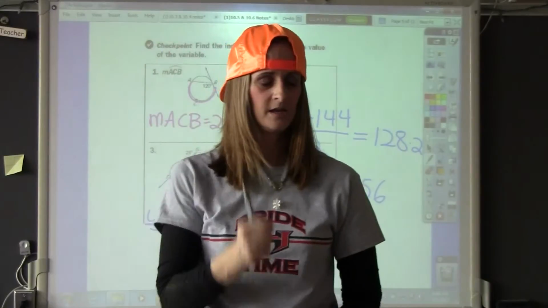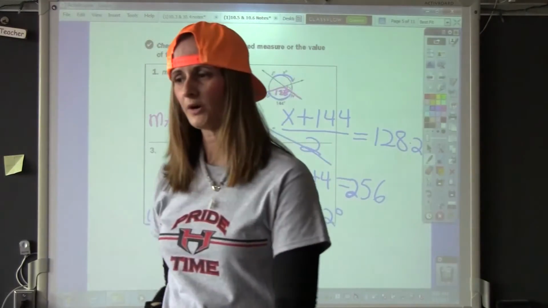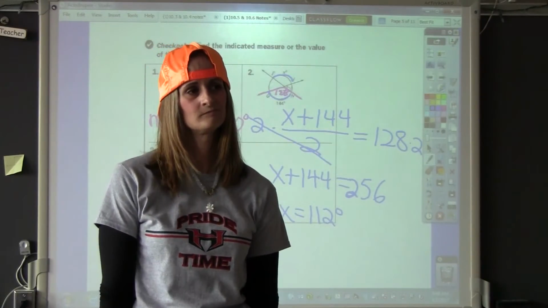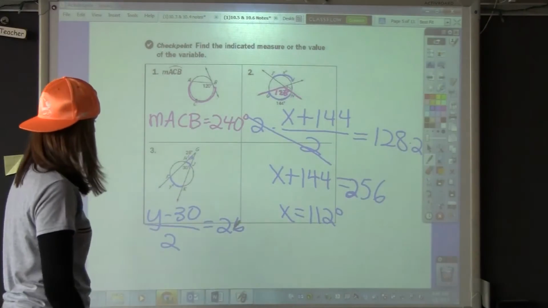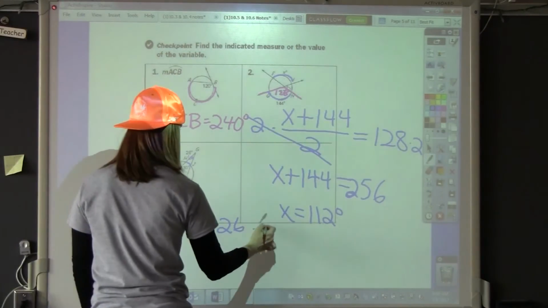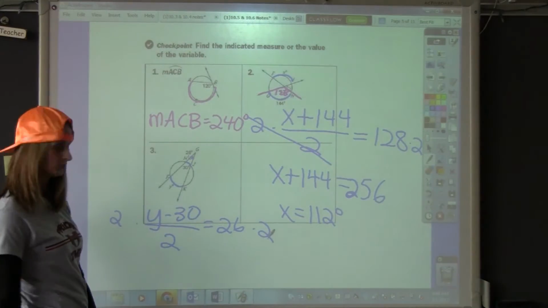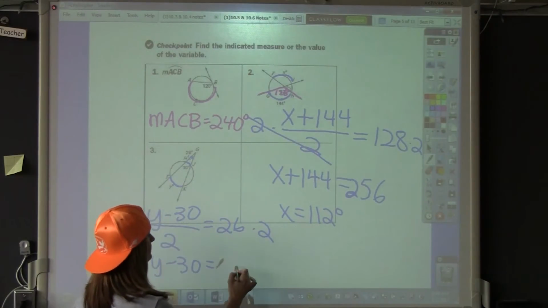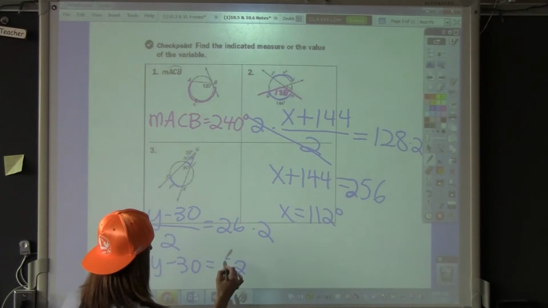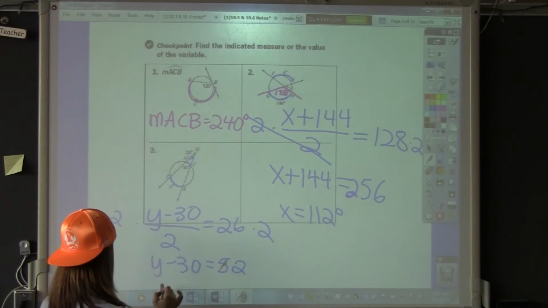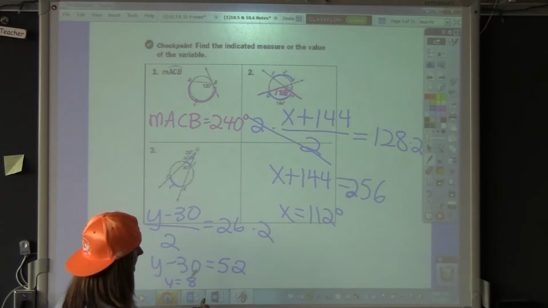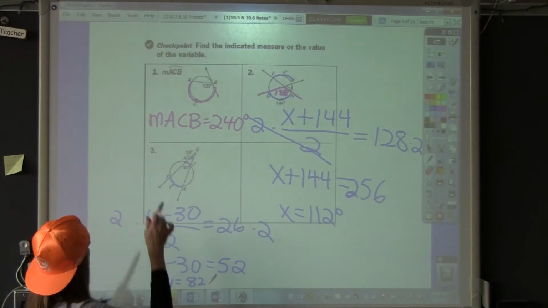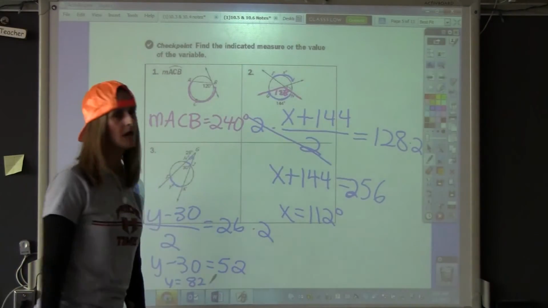Everyone can do these problems, okay? The only thing, and I've told you guys this before, is that unfortunately these formulas are not on your formula sheet. You have to memorize them. Y equals 82. So what do you get? Y equals 82? Okay, so y minus 30 equals, is that 52? And then add 30. No, it's 82. And we're asked to find the value of the variable, so we're done. All right, we're ready to move on.